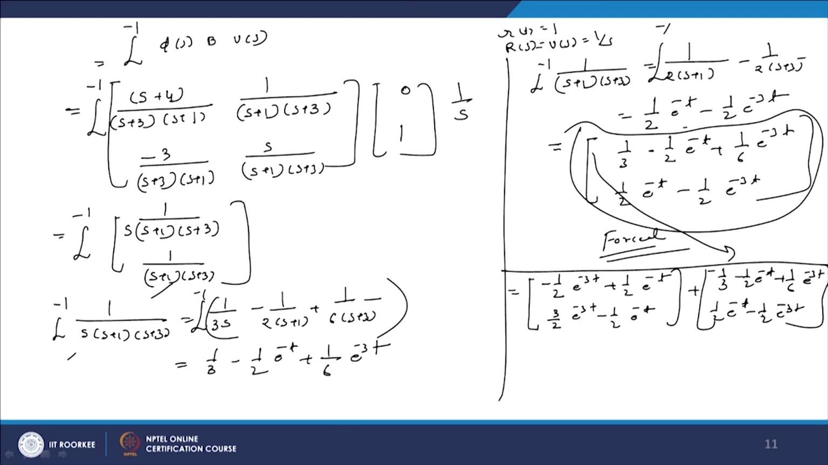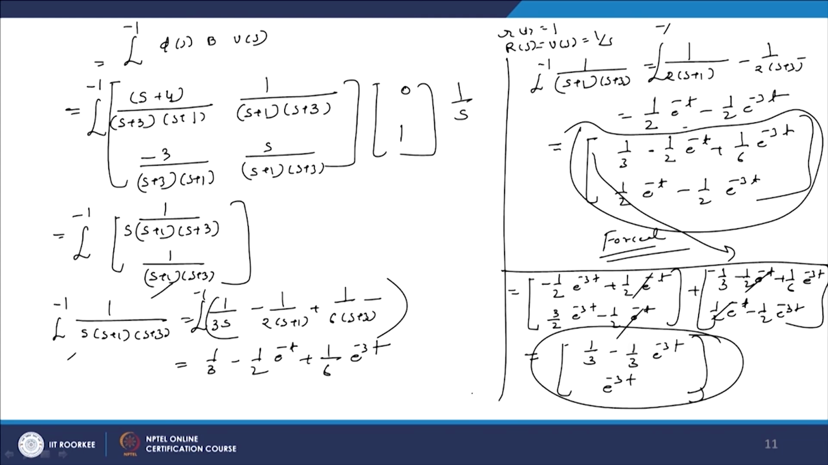Now this is there, and we have to add these elements. If we add this particular element, the result we get is 1 by 3, and here this portion will cancel. So we will get 1 by 3 e raised to minus 3t, and about this portion, the 1 by 2 e raised to minus t will cancel, and here we will get 3 by 2 minus 1 by 2, that means we will get e raised to minus 3t. So this is the complete response.